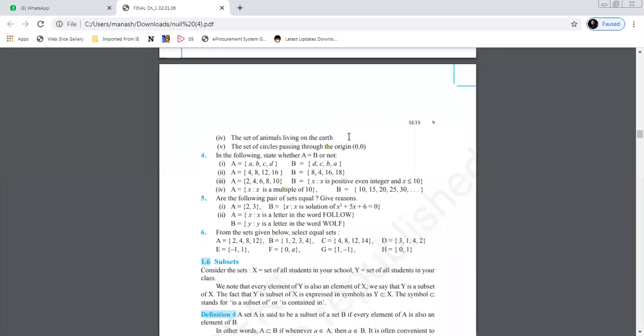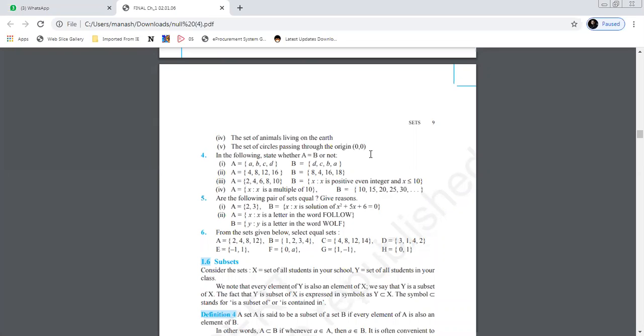Actually, there is some more definition: countably finite, uncountably finite. Up to this section, this set is actually a finite set. We can count those, and there must be one limit. So that's why it is a finite set. Now come to the last one. The set of circles passing through the origin (0, 0). Tell me this one. Infinite. That means we can draw an infinite number of circles through one point.